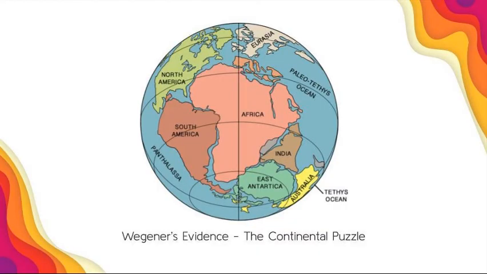Here's a better picture of that idea. A man named Alfred Wegener was the first person to come up with this idea that maybe at one time, all of the continents that we know today were fit together like pieces of a puzzle. He noticed some evidence to support this idea.